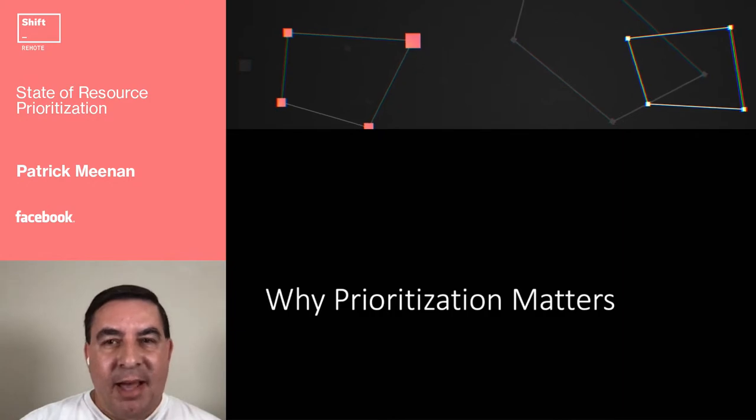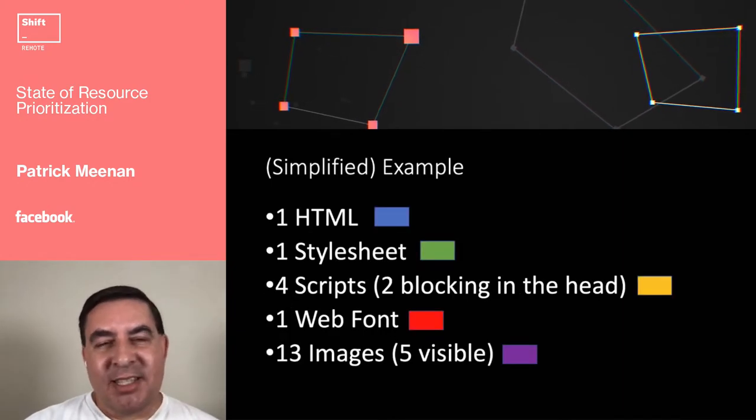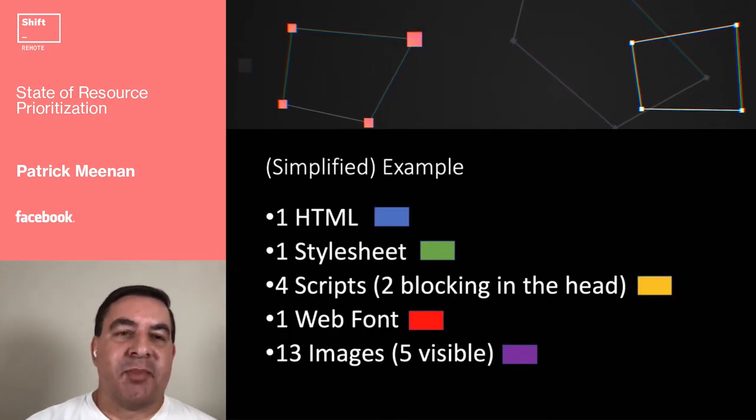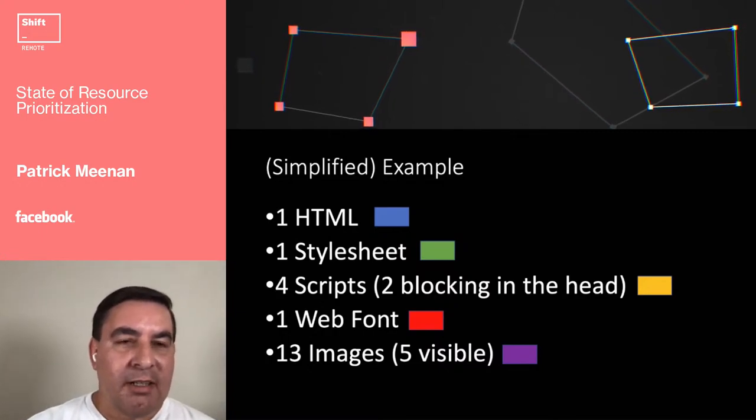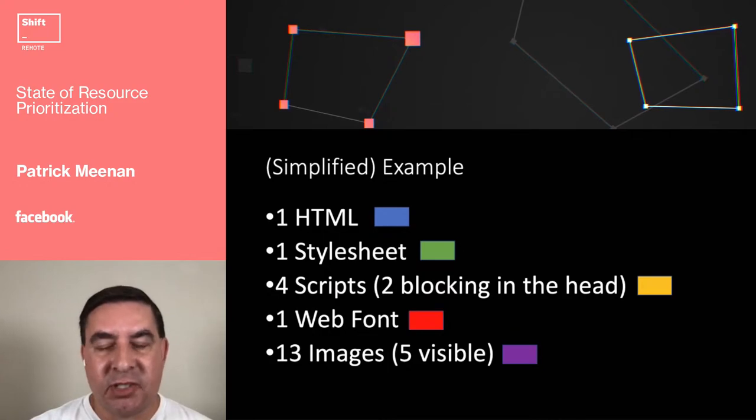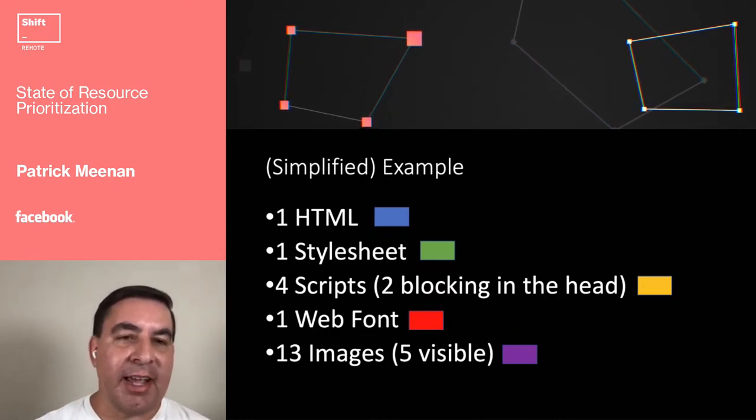As far as why it matters, I'm going to take you through a really simple example of a website. It just has one HTML resource, one style sheet, and 4 scripts. 2 of them are blocking in the head. 2 of them are best practice. They're late in the body or they're async.